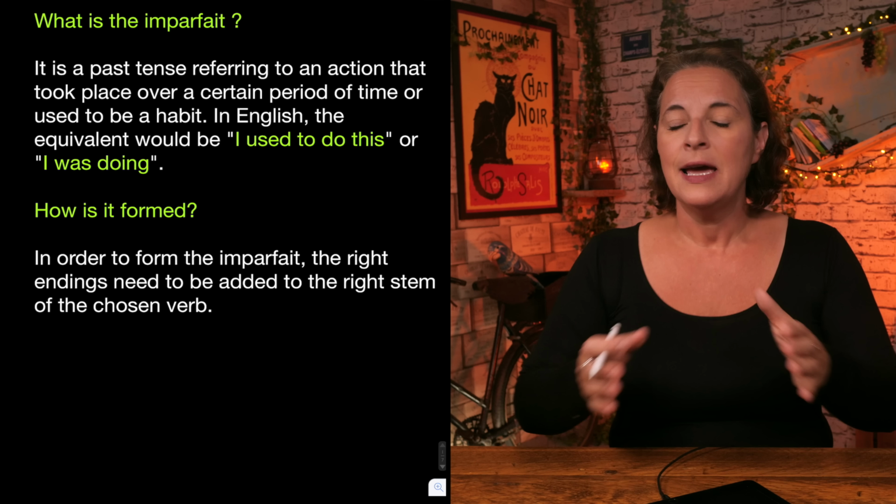Bonjour, today let's practice our imperfect or imparfait in French. Now, today we're looking at third group verbs.